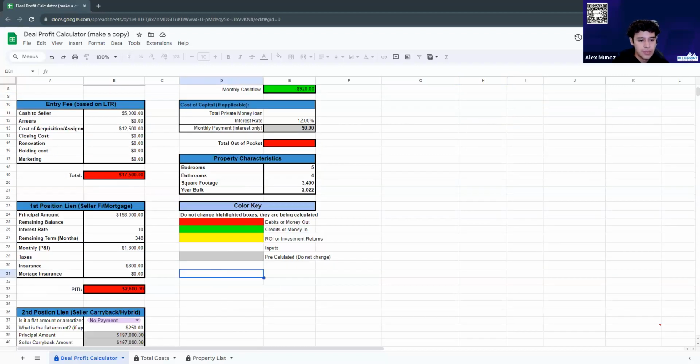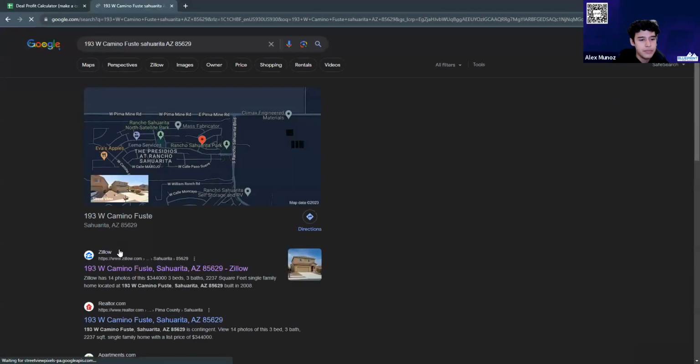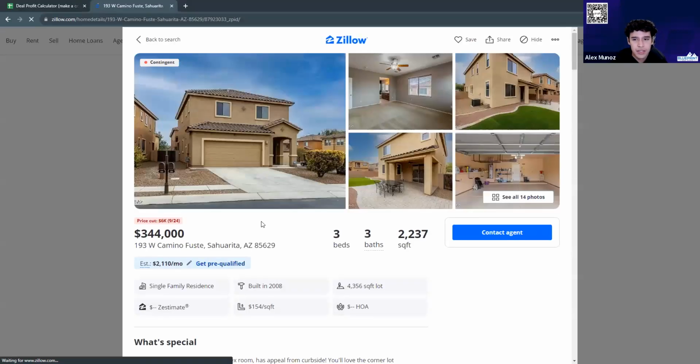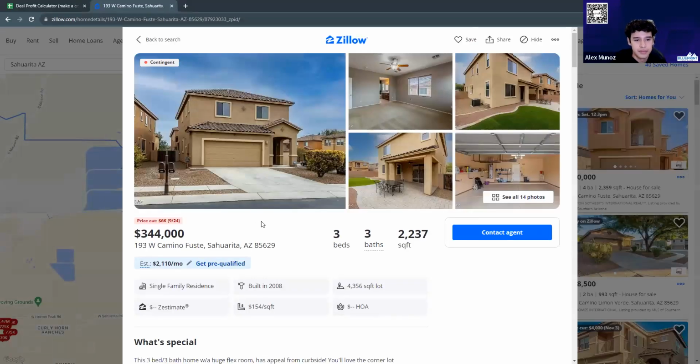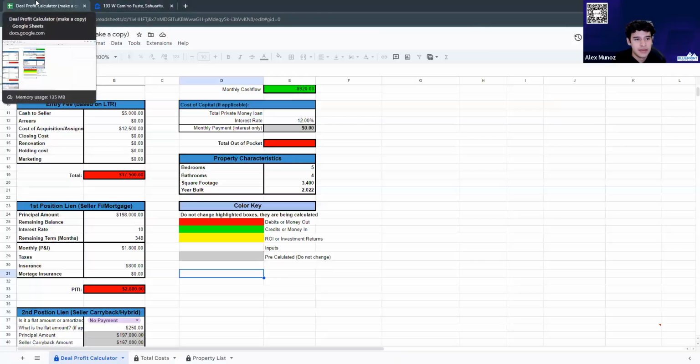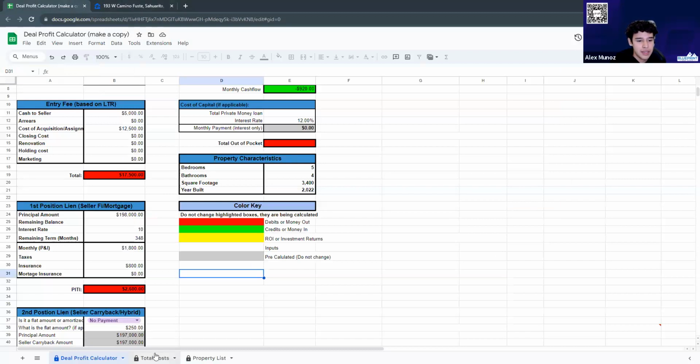Okay. So to start, I have an address already picked out. This one's contingent, so it's not even available, but I have the details for it. So I just thought it's a real example we could use. And let me pull up.